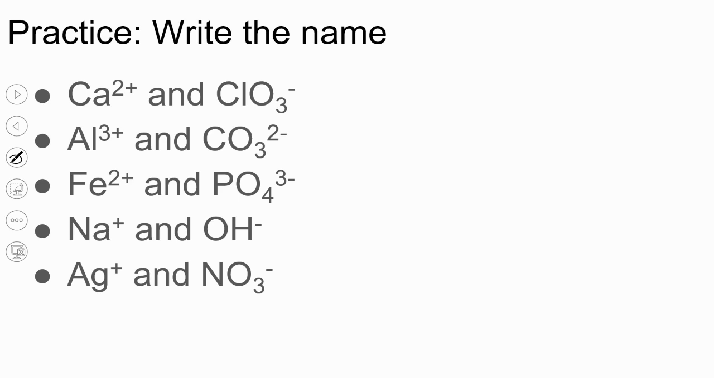Calcium and chlorine. So calcium chloride. Okay, so calcium chloride. So remember, these are all polyatomic ions, so kind of on your sheet. Chloride.